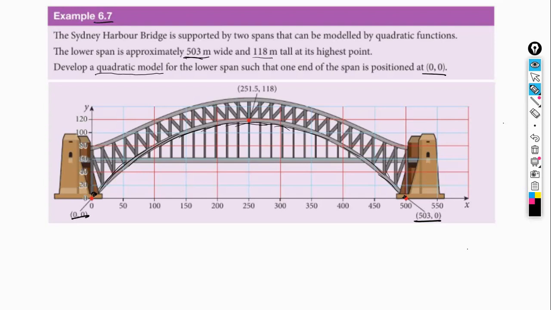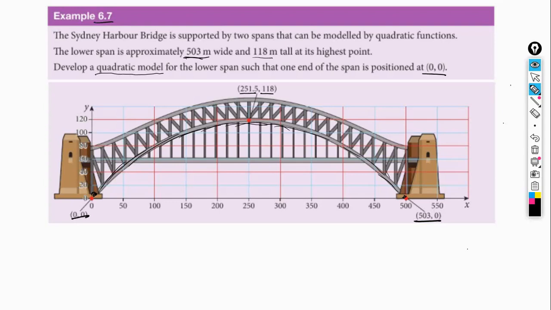And then we would also have a point at 251.5 for x. Why that? Well, that's exactly half of 503, and we know that these quadratic functions are symmetric. So the midpoint would be the maximum in this case, and the maximum height is 118 meters.